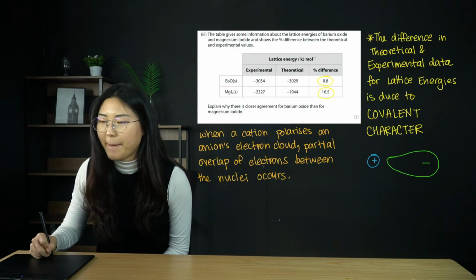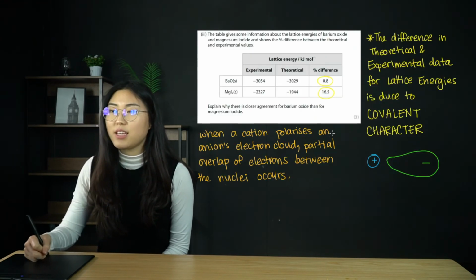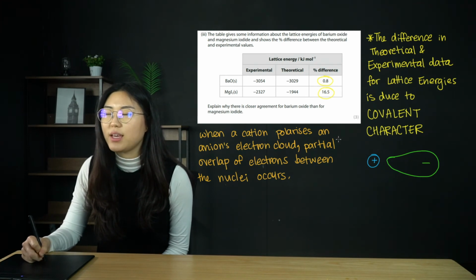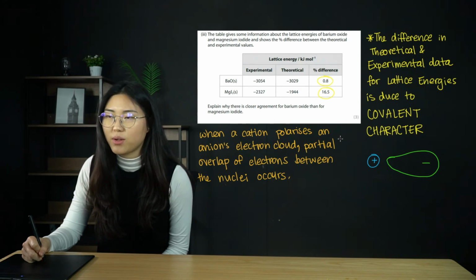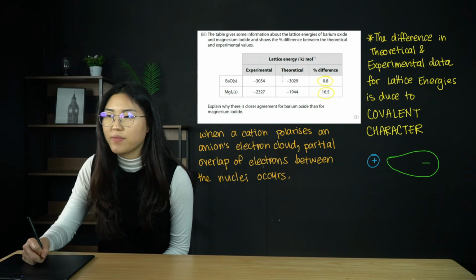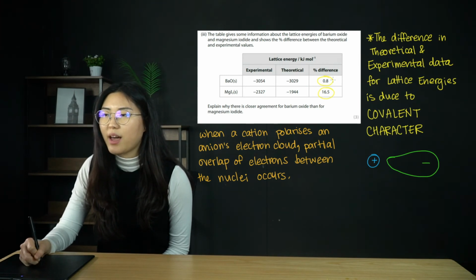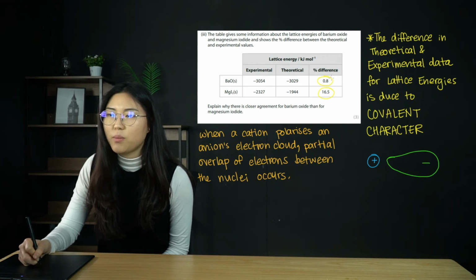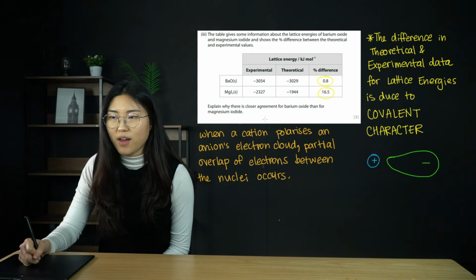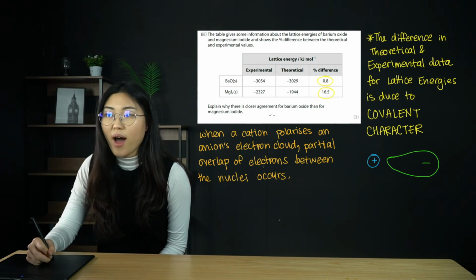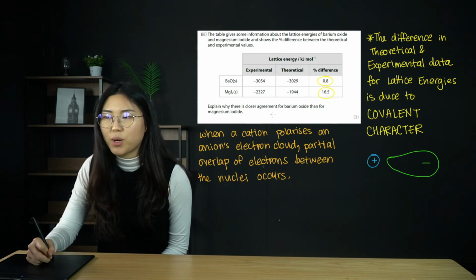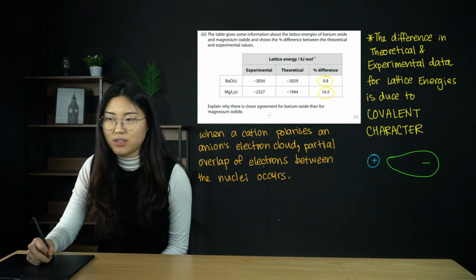Okay. Right, and the table gives some information about the lattice energies of barium oxide and magnesium iodide and shows the percentage difference between the theoretical and experimental values. So we have the experimental and theoretical lattice energy values, and we have the percentage differences. So barium oxide is 0.8 and magnesium iodide has 16.5. Explain why there is closer agreement for barium oxide than for magnesium iodide.